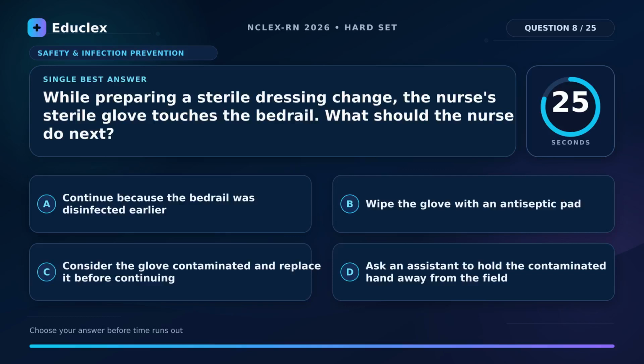Option B. Wipe the glove with an antiseptic pad. Option C. Consider the glove contaminated and replace it before continuing. Option D. Ask an assistant to hold the contaminated hand away from the field. Your 25-second thinking time starts now.